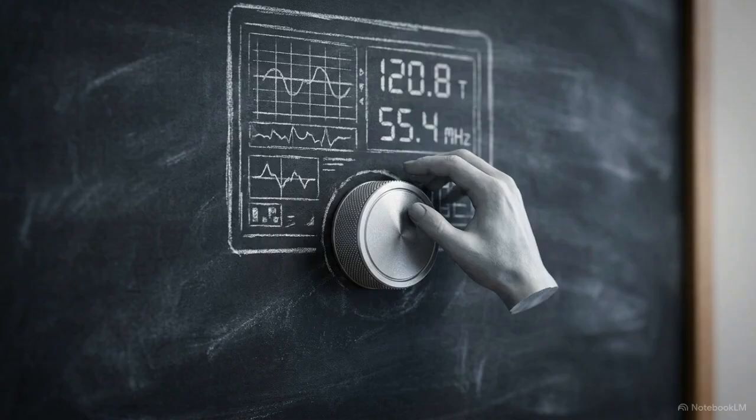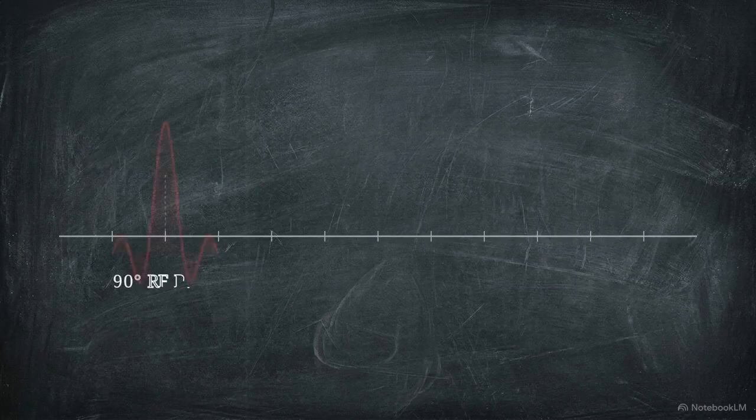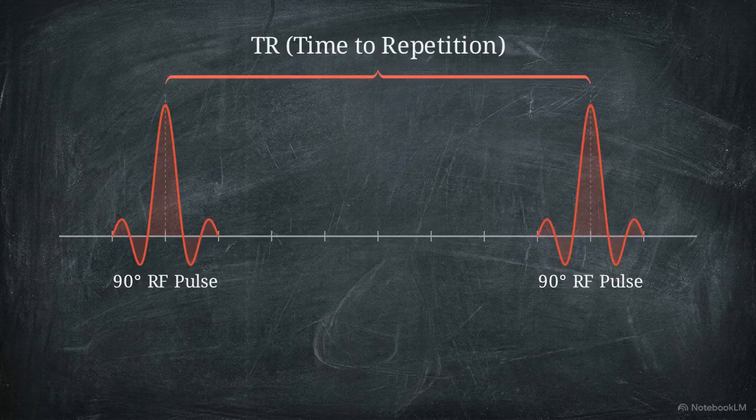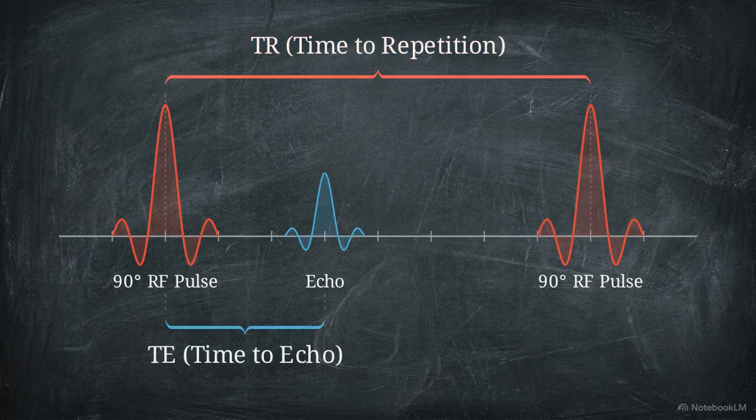The radiologist controls this isolation using two specific timing parameters on the scanner console: TR, the time to repetition, and TE, the time to echo. TR dictates the millisecond interval governing how often the machine fires its 90-degree radiofrequency pulses. TE dictates the specific time delay before the scanner actually listens to capture the resulting magnetic echo.